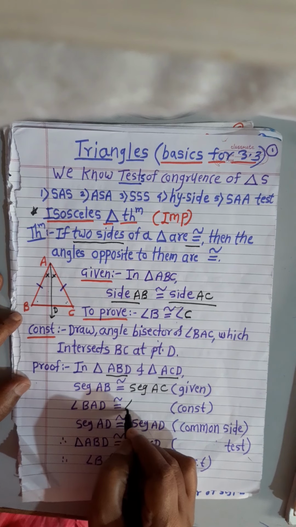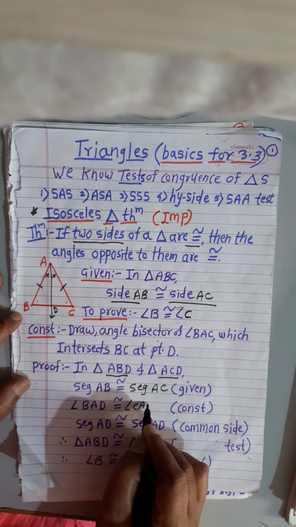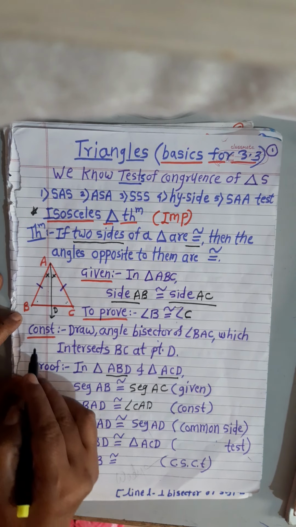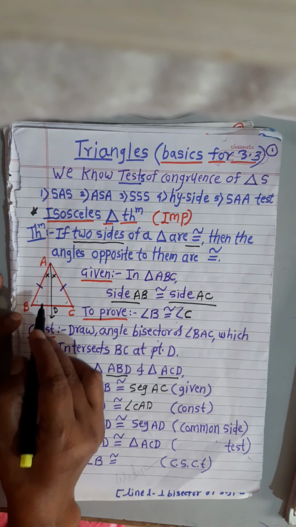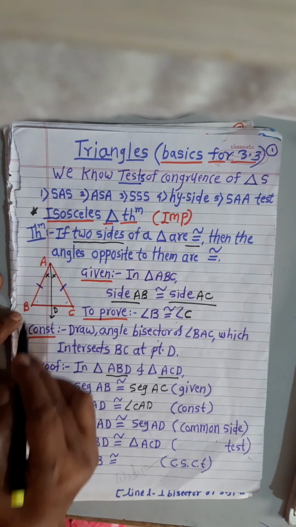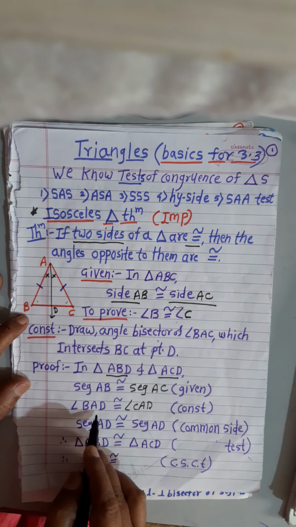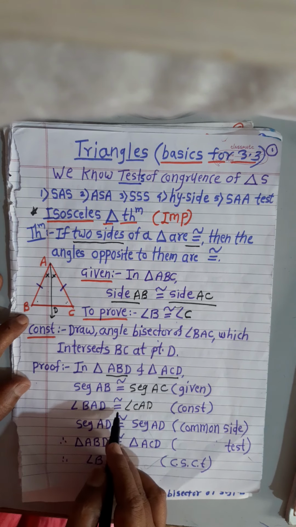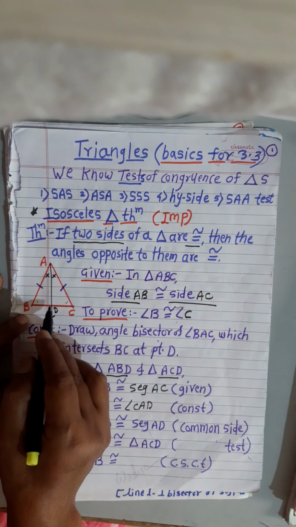Now angle BAD is congruent to angle CAD. Why? Because of the construction we did. AD is the angle bisector. Therefore, these two angles must be congruent. Angle BAD is congruent to angle CAD.